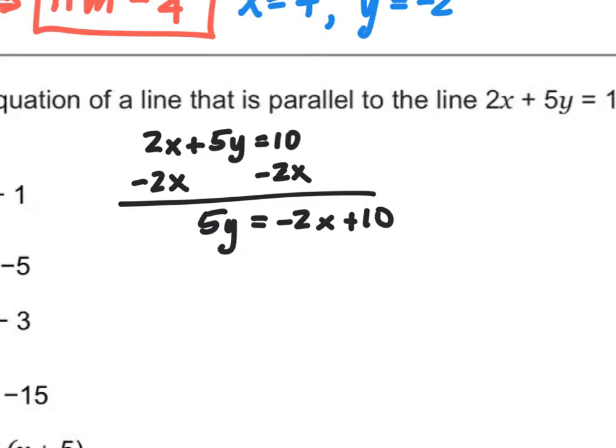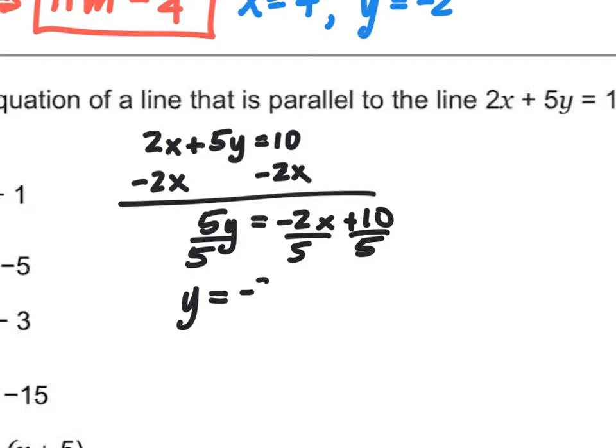Now, I didn't mention this in the other problem, but when I subtract 2x over here, I can't combine these. I don't have a way to combine an x and a number. These aren't like terms, so I can't combine them as one. I just leave them as separate terms. Then the next thing I do is divide everything by 5, and then I get this.